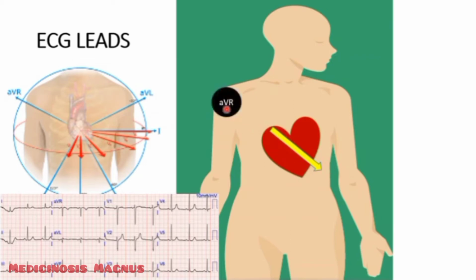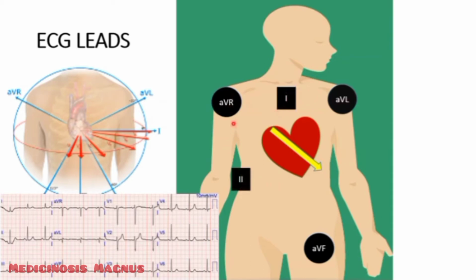Then you place the AVR lead, that is augmented vector right. The AVR lead is placed at the right limb, AVL at the left limb, and AVF at the foot. Then between AVR and AVL there is lead 1. This lead is not placed; it's just the potential difference of these two leads. Lead 2 is the potential difference of AVR and AVF. Lead 3 is the potential difference of AVL and AVF.